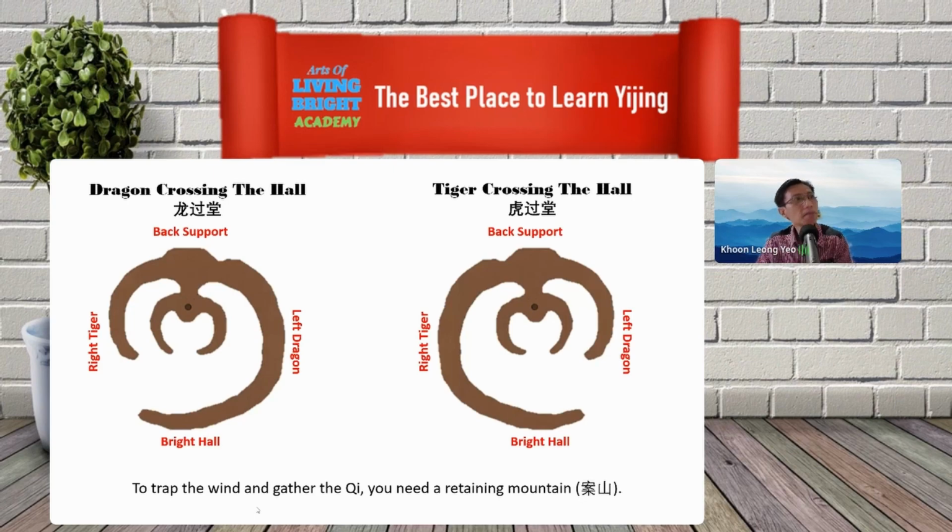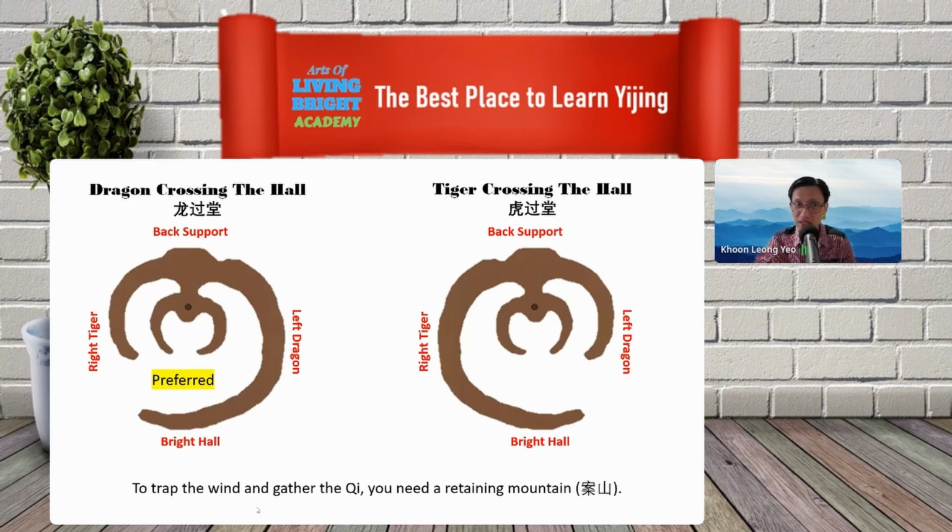So if you ask me, given the choice, is dragon crossing the hall better or tiger crossing the hall better, I would prefer, and most people would prefer, the benefit brought about by dragon crossing the hall. Why? Because everything seems to be in the proper order. When I say that, basically it means 你要贵人有贵人. You want supporters, you get supporters. You want Chai, bigger Chai.